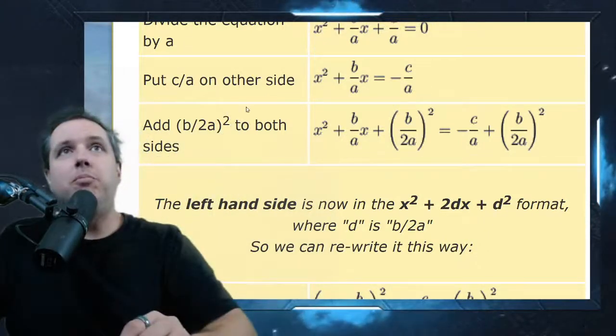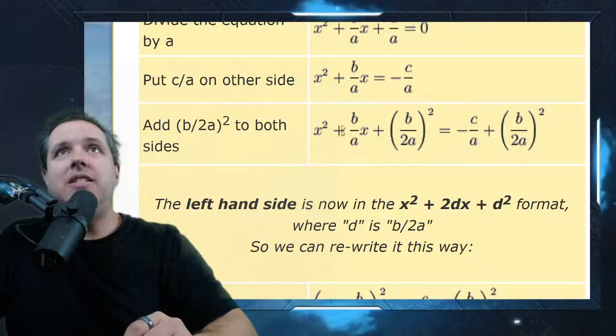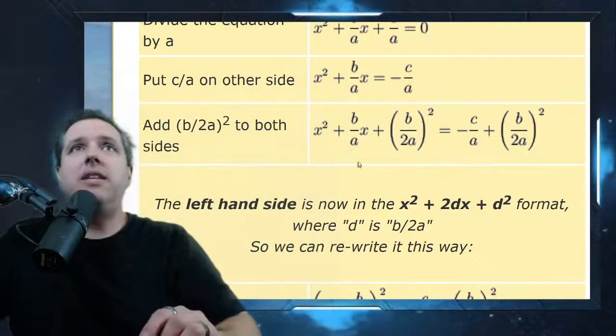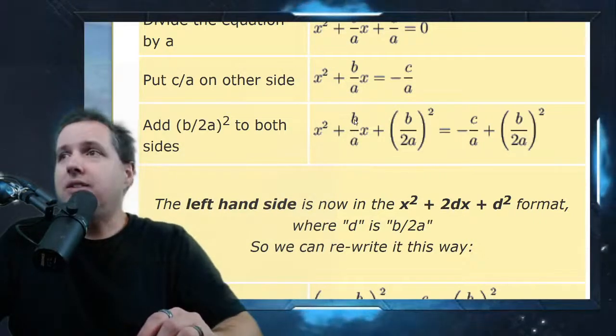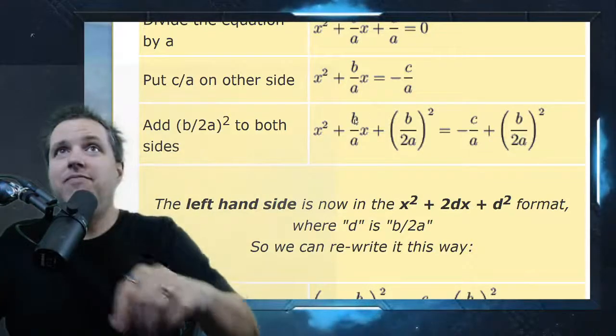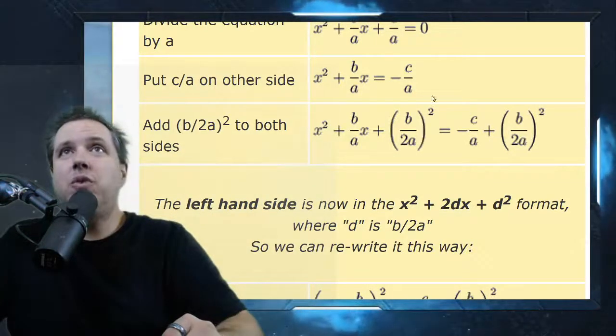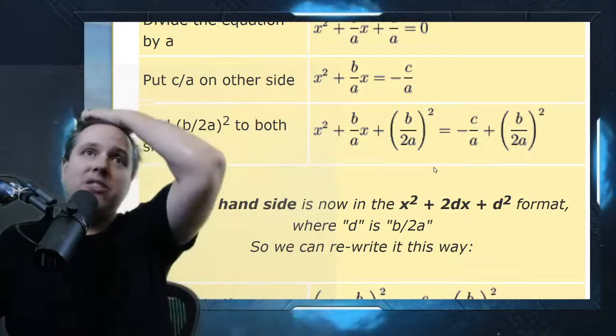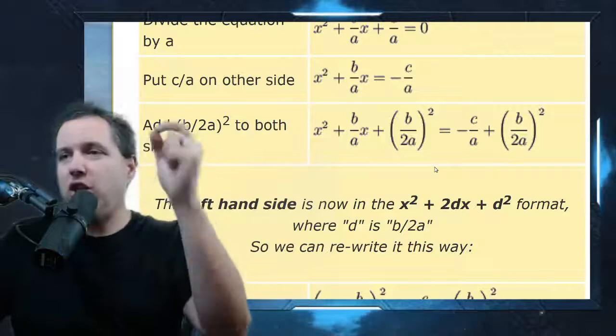Nope. b over a is the coefficient on x. So remember we said take 1/2 the coefficient on x and square it? Well, that's just b over 2a, squared. So they're doing the same exact steps that we did from completing the square. They're just doing it to a general quadratic.